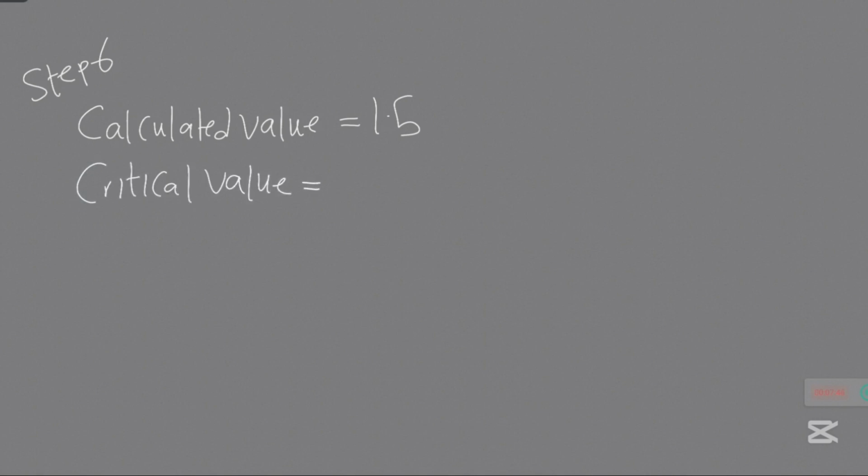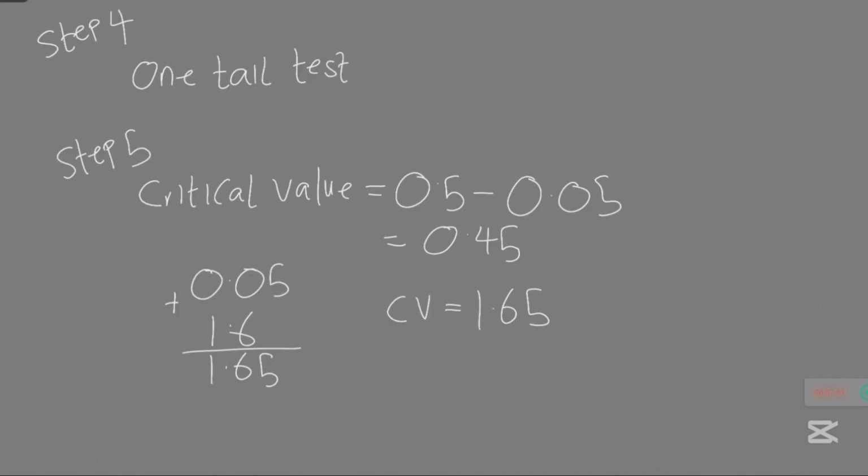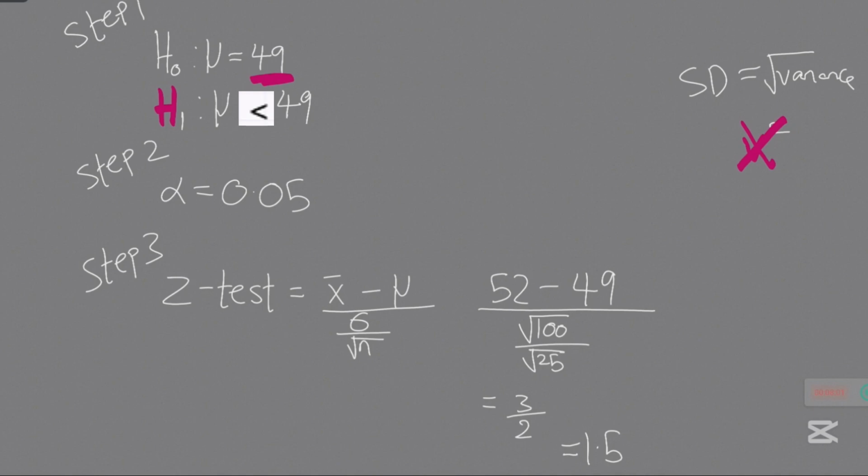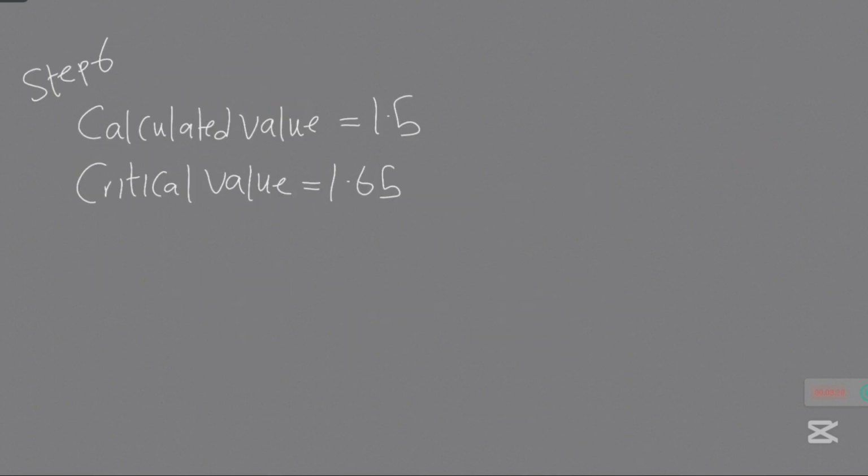Now, your calculated value is equal to 1.5, from what we saw, and our critical value is equal to 1.65. How did I get 1.65? That's this critical value. Then for the calculated value, how did I get it? That is from our test statistic. Remember I told you from the beginning that the test statistic can also be known as the calculated value, so don't get confused. So after you do that, you get your calculated value as 1.5 and critical value as 1.65.